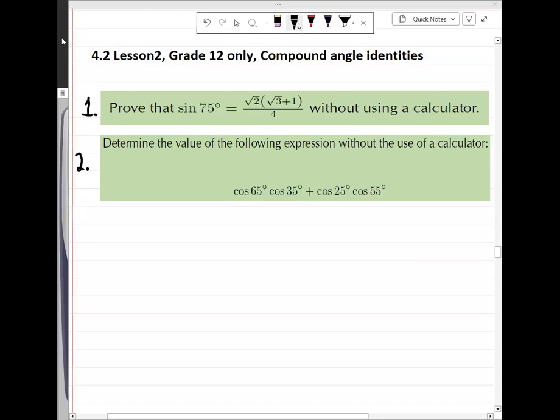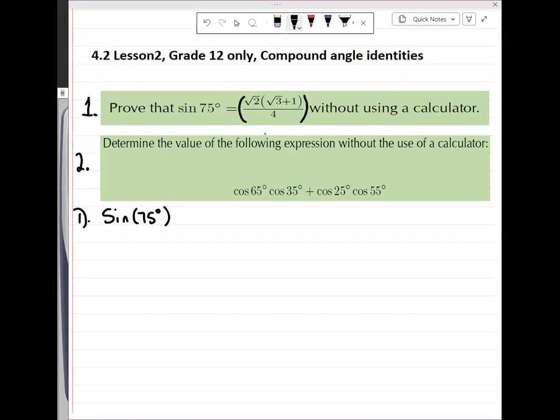In this video, we're still looking at grade 12 compound angle identities. So we're going to solve the following two questions. The first question, I'm going to write it here. They say prove that sine 75 degrees is equal to this.